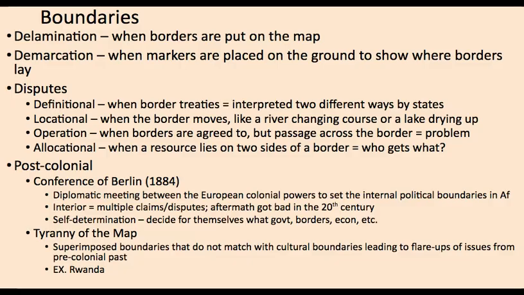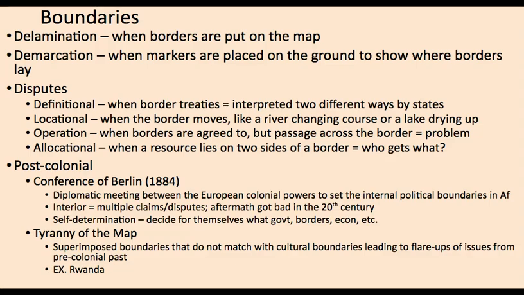Operational. This is when borders are agreed to, but the passage across the border becomes a problem. So when the border is set and then there is movement happening, the day-to-day operations become more difficult. Allocational is when a resource lies on two sides of a border. Who gets what? Who's going to allocate what to what? And so on and so forth.